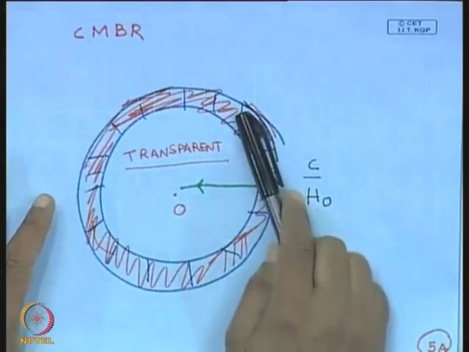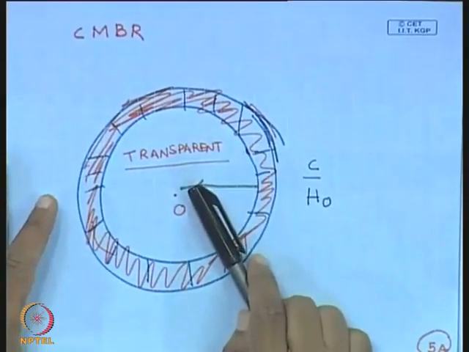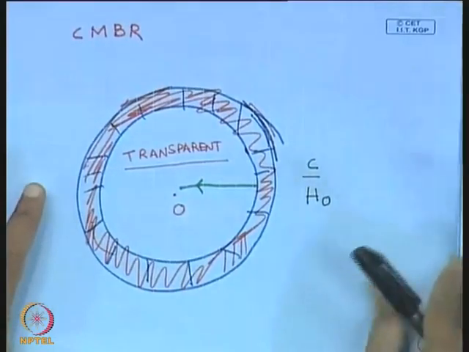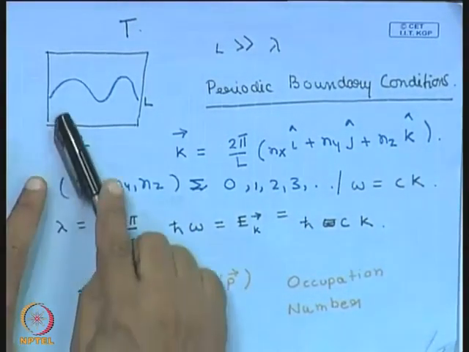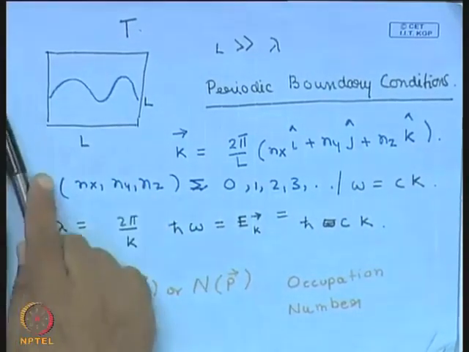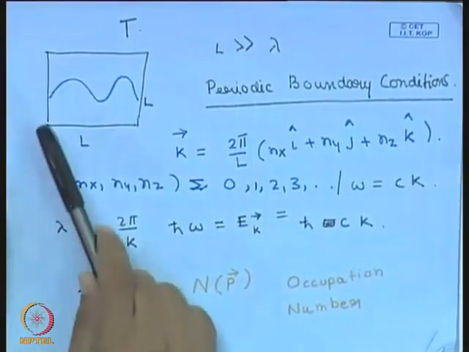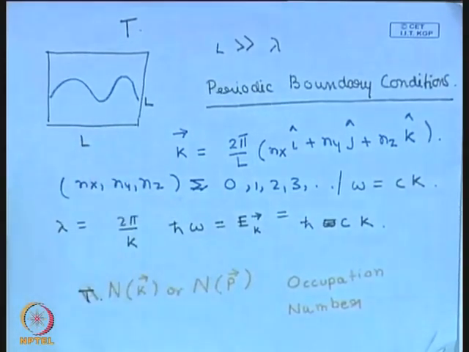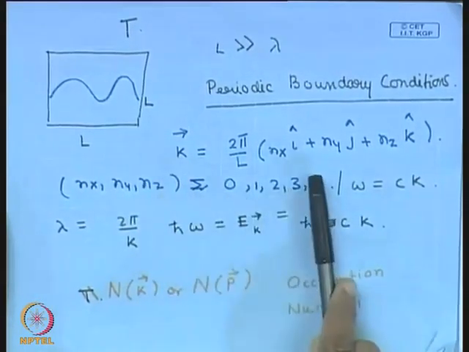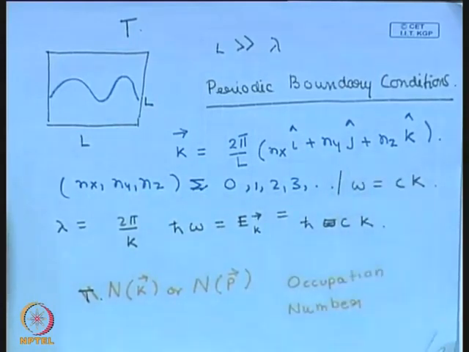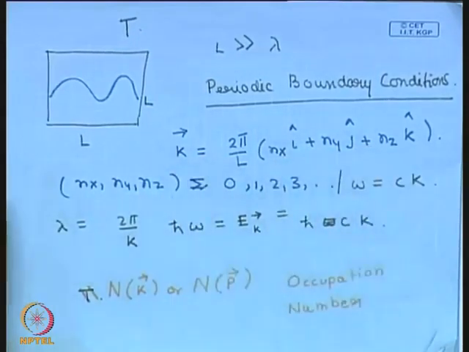So we were then discussing how to describe such a radiation in an expanding universe. To do this, we considered a volume L cube, and we assumed periodic boundary conditions, and we decomposed the electromagnetic waves inside this into modes, and any mode which is represented by a wave vector is labeled by 3 integers nx, ny, nz. Corresponding to every set of integers there is a mode.